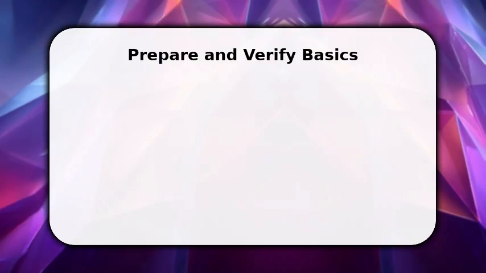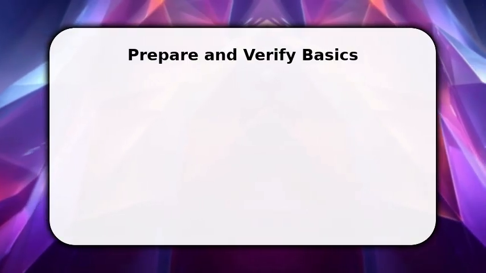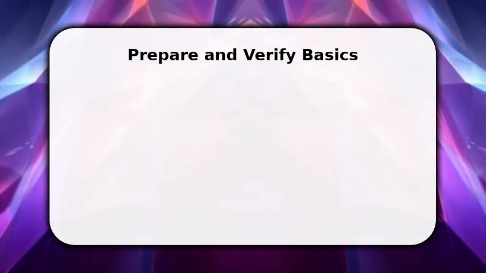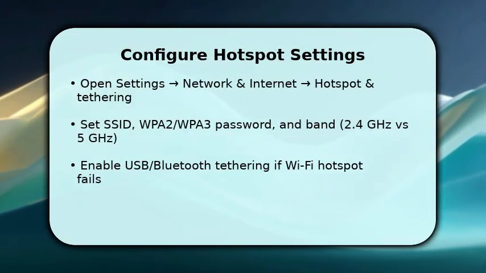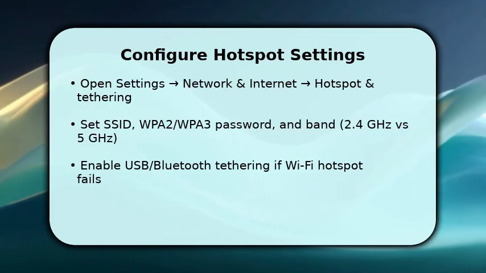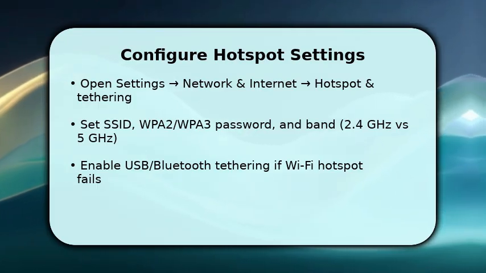You'll configure the hotspot. Go to Settings, Network and Internet, then Hotspot and Tethering. Tap Wi-Fi hotspot and set a clear SSID and a strong WPA2 or WPA3 password so unauthorized users can't join.